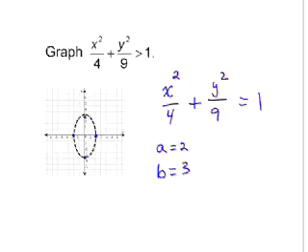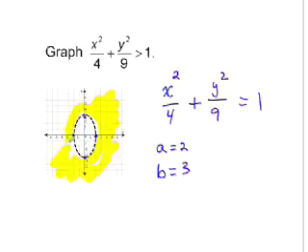And now we need to come up with a test point to see if we shade inside the ellipse or do we shade outside the ellipse. And 0, 0 is a nice point to use. So if I let x be 0, let y be 0, we get 0 plus 0, which is not greater than 1. So therefore we want to shade everything outside of the ellipse.